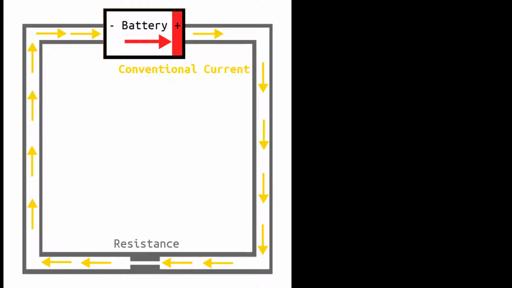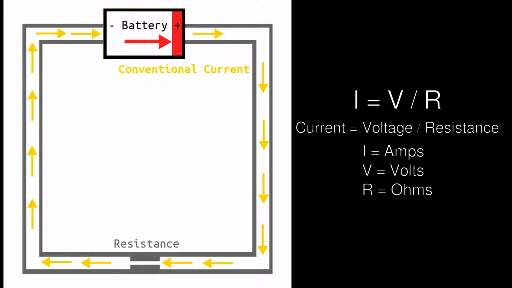Using the pump analogy, we can develop the Ohm's law relationship between voltage, resistance, and current. With a higher voltage, we get a higher current, and with a higher resistance, we get a lower current. So current equals voltage divided by resistance. Current is measured in amps, voltage is measured in volts, and resistance is measured in ohms.